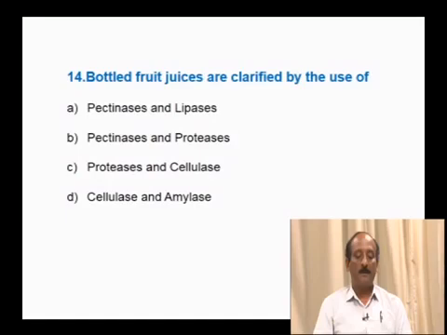Question number 14. Bottled fruit juices are clarified by the use of pectinases and lipases, pectinases and proteases, proteases and cellulase, cellulase and amylases. See, bottled juice is cleared mainly because some enzymes are added which feed on the protein content and also the pectin content present in the juice. The most common enzymes used to clarify the bottled juice are pectinases and proteases. Yes, the correct answer for this question is option B.